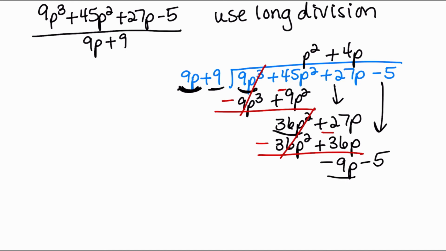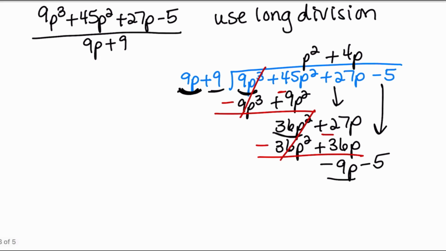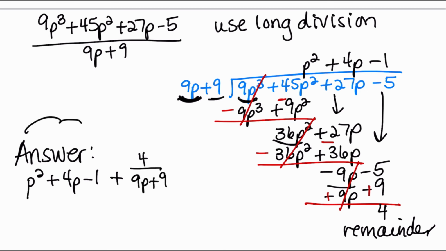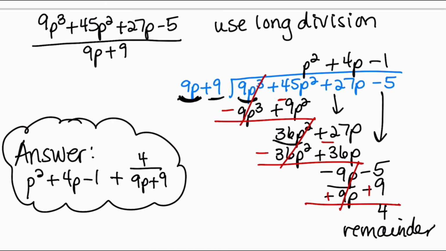9p times what is negative 9p? Times negative 1. So now I multiply negative 1 times 9p, negative 9p. Negative 1 times 9, negative 9. Draw a line, change the signs, cancel. So then my remainder is going to be a positive 4. So remember that this is my remainder. Okay, so my answer is going to be p squared plus 4p minus 1 plus, because the 4 is positive, 4 over 9p plus 9. And that is going to be my final answer.